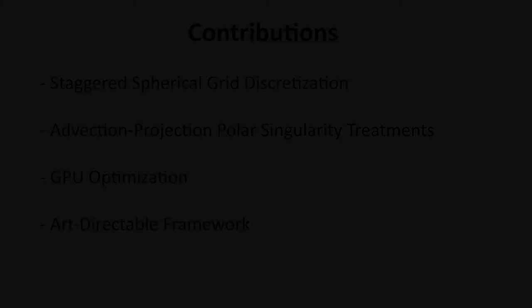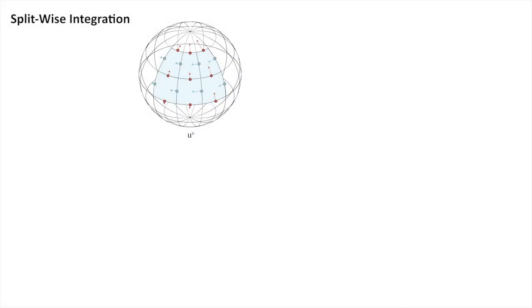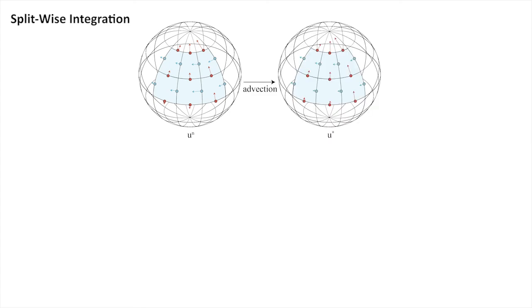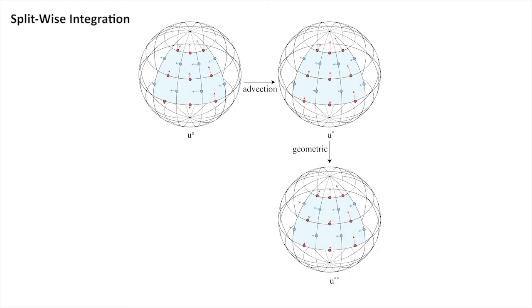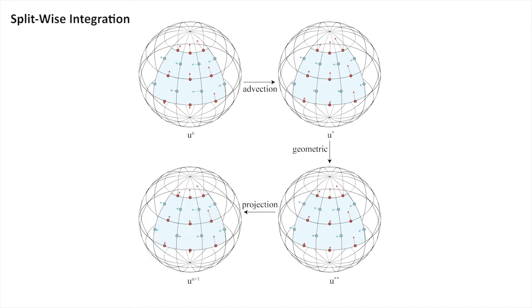We approach solving the Navier-Stokes equations using the same splitwise integration scheme outlined in previous works. We first employ a semi-Lagrangian advection scheme, and then follow with a step integrating geometric terms that appear in the spherical coordinate formulation of the Navier-Stokes equations. Lastly, we enforce incompressibility with a fast Fourier solution to Poisson's equation for pressure in spherical coordinates.